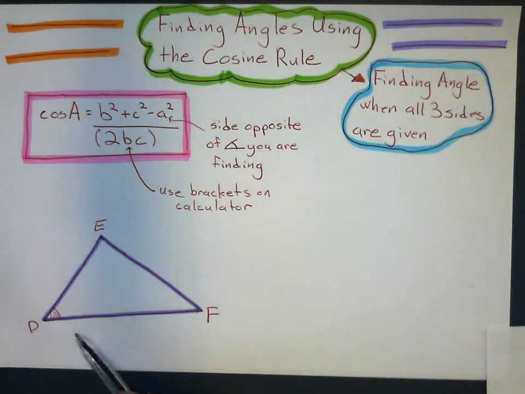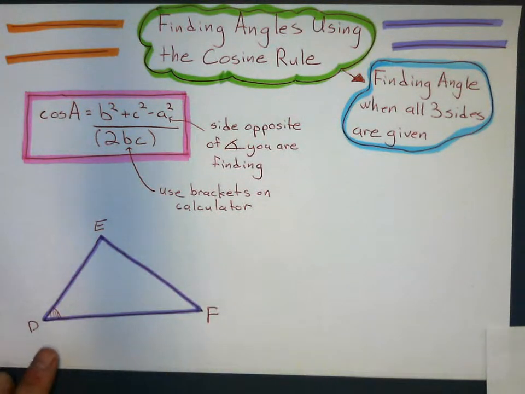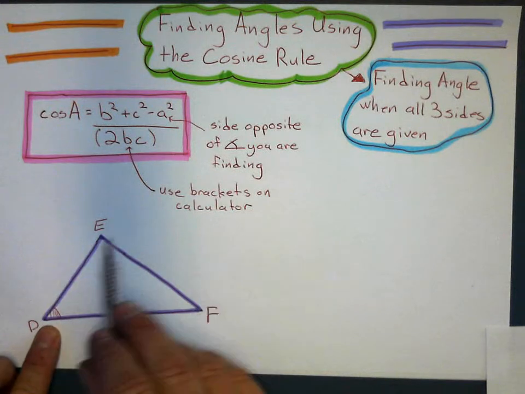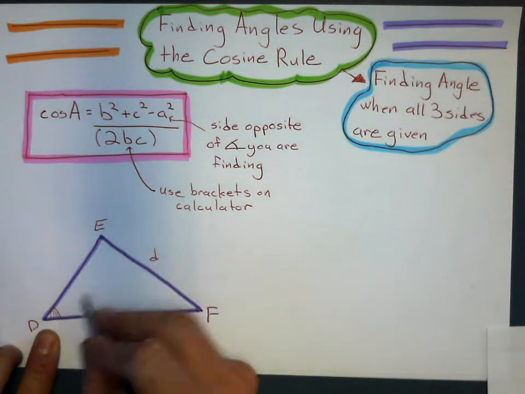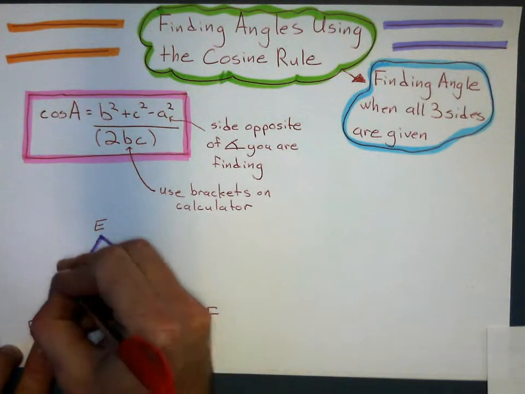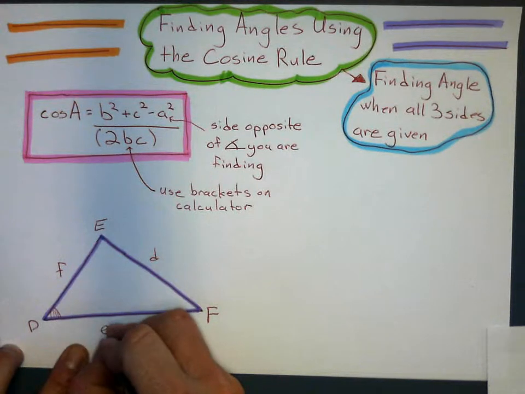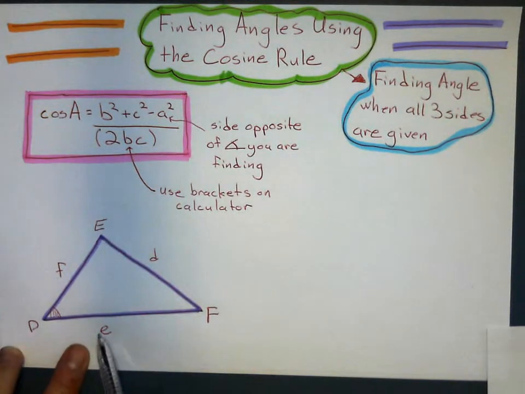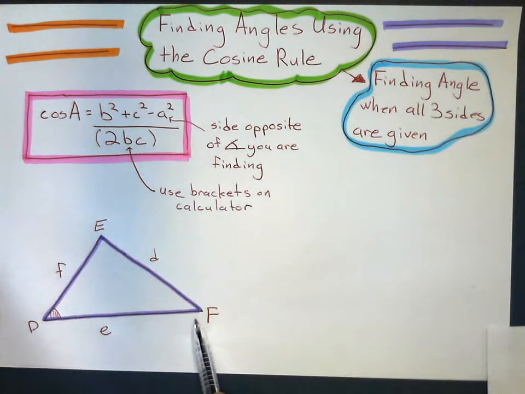So if I have this triangle here, and I know there's no side lengths yet, but if I want to find angle D, and I want to set it up using my formula, let's just do, okay, side d is opposite angle D, side f is opposite angle F, and side e is opposite angle E. You usually use lowercase for the sides and capitals for the angles or the vertices of the triangles.